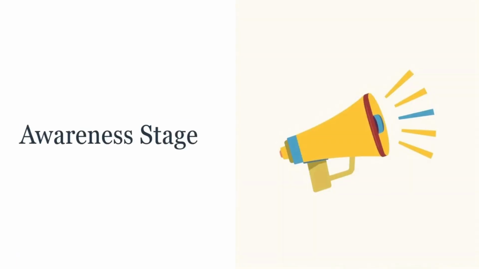Let's start by understanding the basic structure of a sales funnel. A simple sales funnel has three main stages. First one is awareness, then consideration and decision. At the awareness stage, people first discover your product or service. This can happen through social media posts, blog articles, YouTube videos, ads, or email marketing. Your goal here is to attract attention and get people interested in learning more about what you offer.